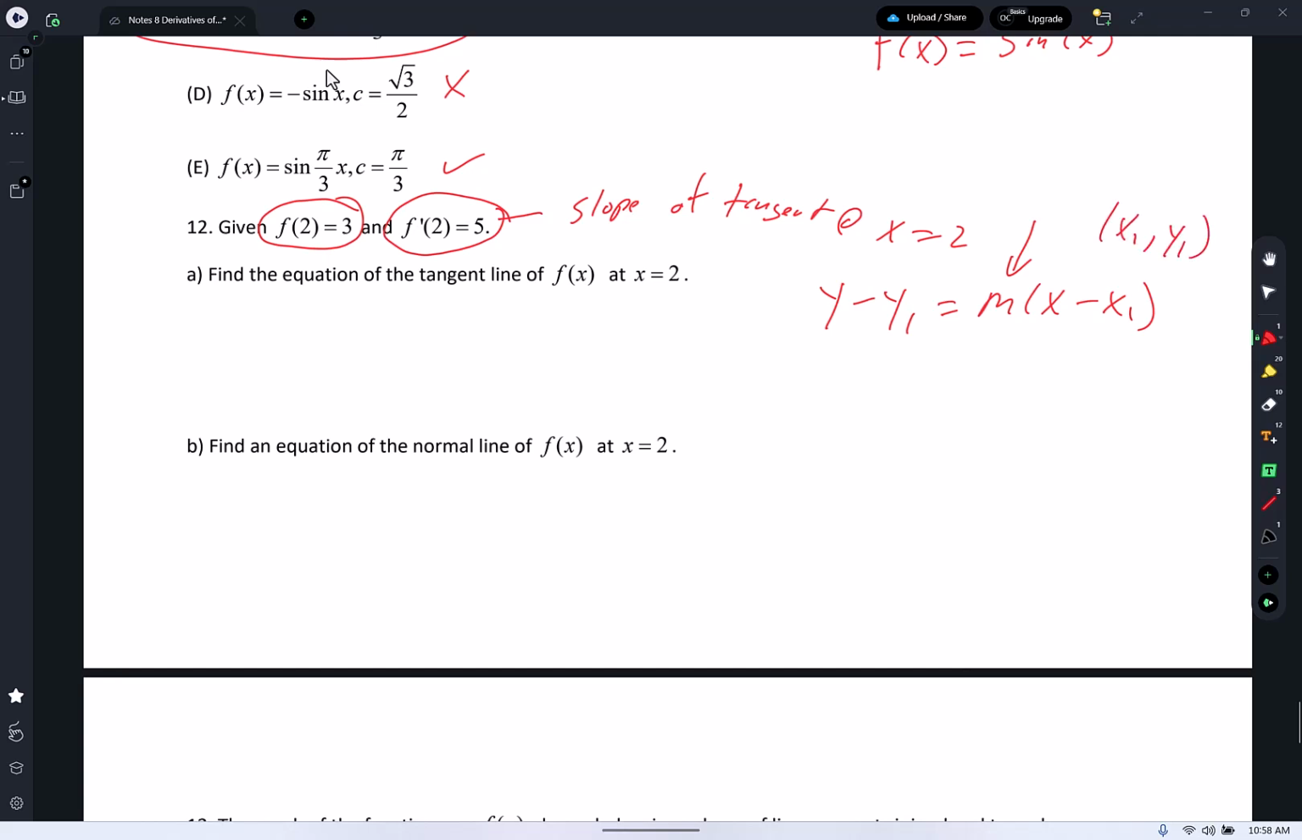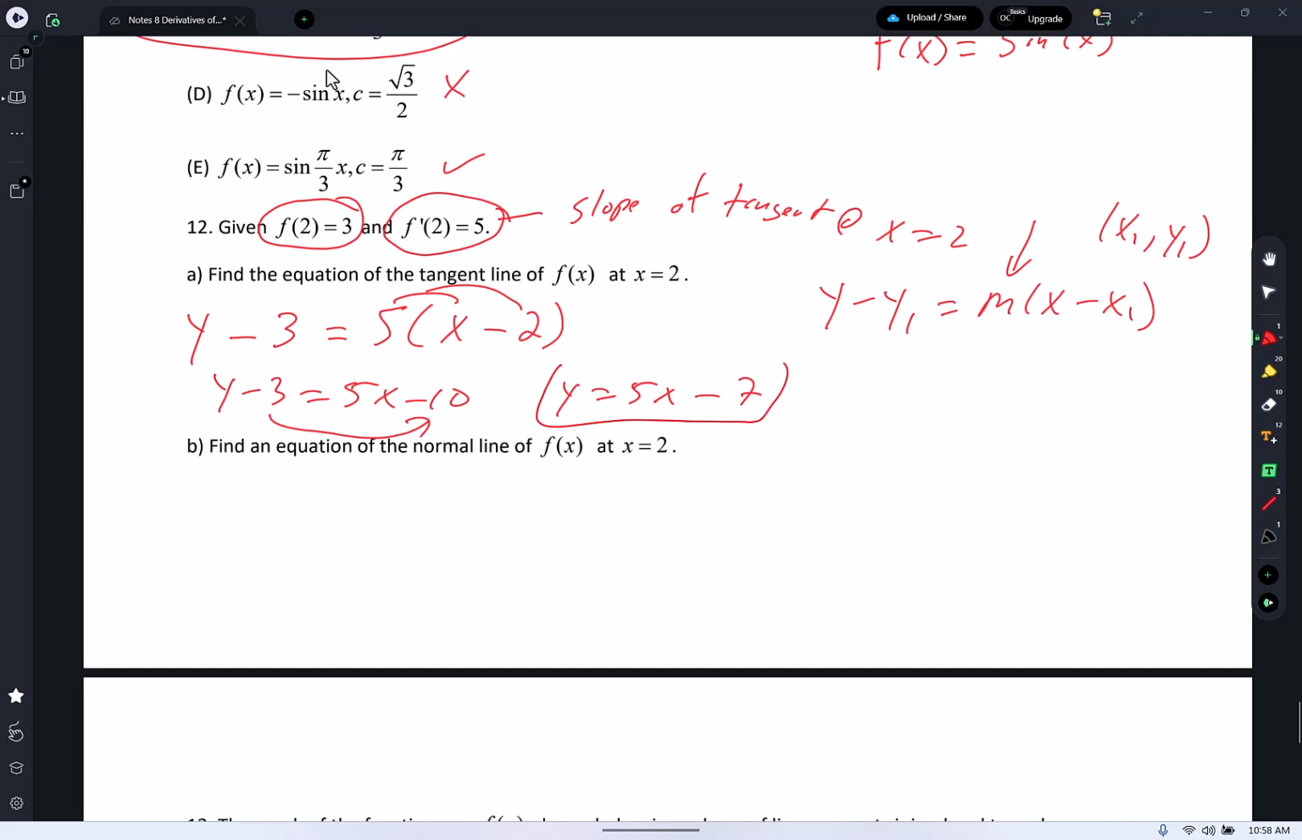So I'm going to go y minus, the y value is 3, equals slope 5, parenthesis x minus, the x value is 2. In the AP exam, you can leave it like that. But for now, let's write it in slope-intercept form. It's really easy to do. You're just going to go y minus 3 equals 5x minus 10. Move the 3 to the other side. Y equals 5x plus 3 minus 10, which is minus 7. There it is, tangent line.